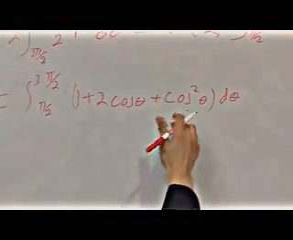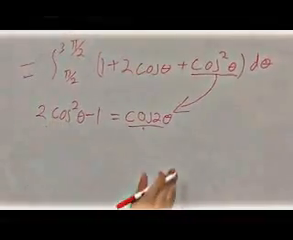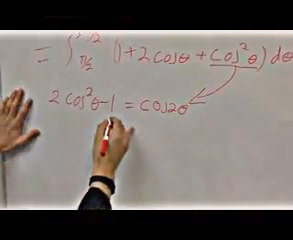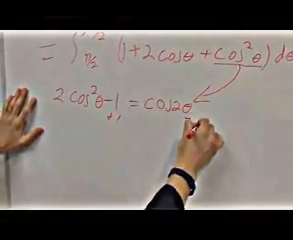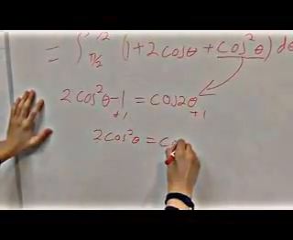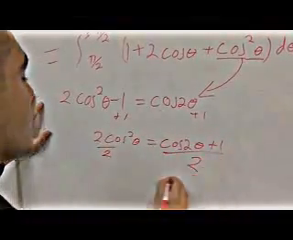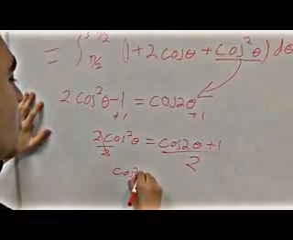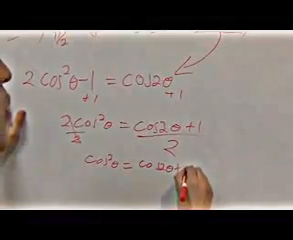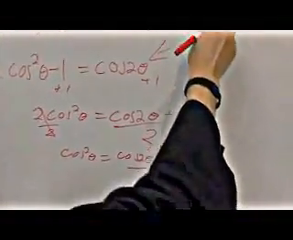And then from here, we're going to take the half angle formula: 2 cos squared theta minus 1 equals cos 2 theta. So we just add the 1 to both sides, and we divide by 2. And this is what we're going to substitute for cos squared. So we're going to plug that into there.